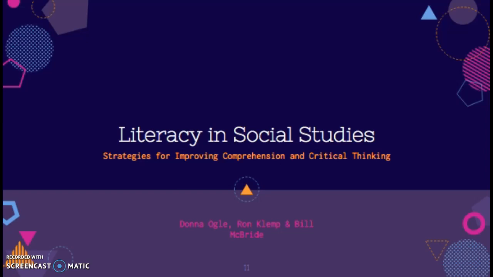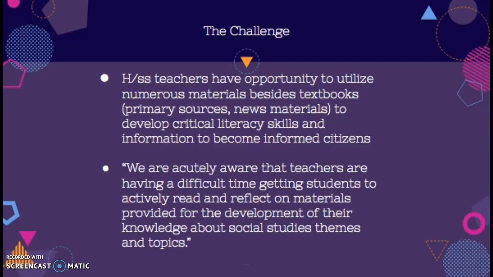Okay. The second book that we are analyzing is Literacy and Social Studies, Strategies for Improving Comprehension and Critical Thinking. The main conceit of this book is that, one, we as social studies teachers have an opportunity to utilize a whole bunch of wondrous materials, textbooks, primary sources, news outlets, a whole bunch of texts that we could use to expose the students and help them become educated and informed citizens.